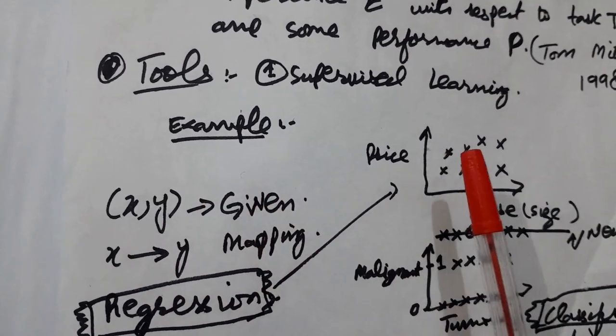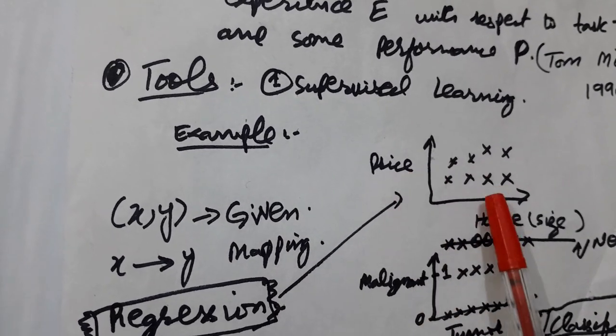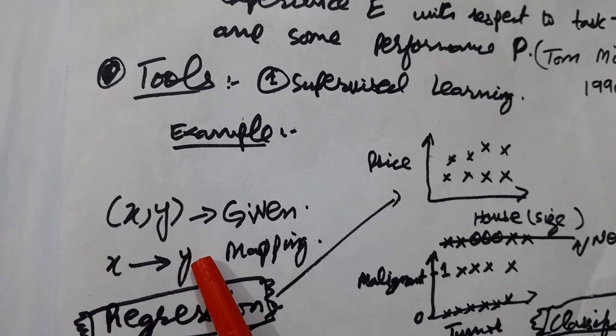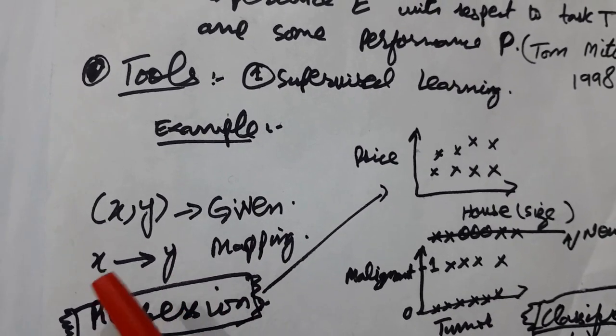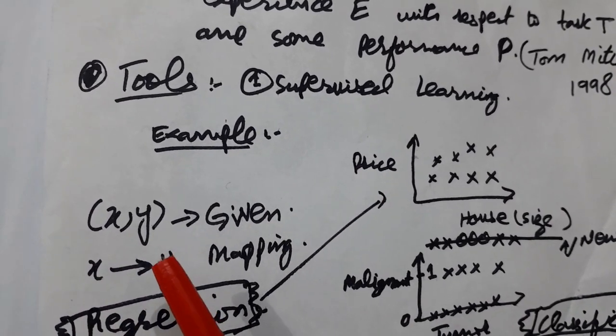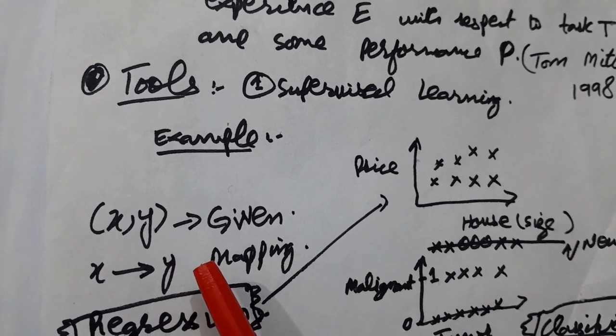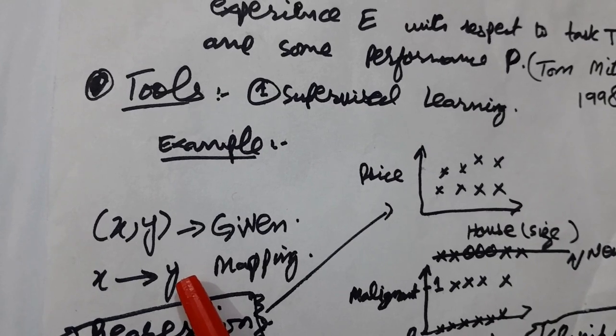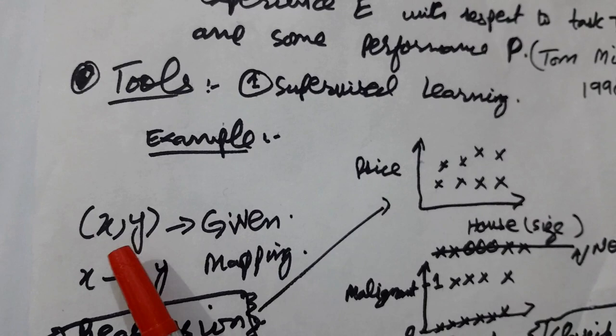Now in supervised learning, x, y is given, the prices and house sizes. Next, x is given and y is mapped. It means now we want to find, for example, given the size of the house, we have to find the price. Given is size, we want to find the price. So that is mapping. So in supervised learning, x, y is given in the form of data, or labeled data.